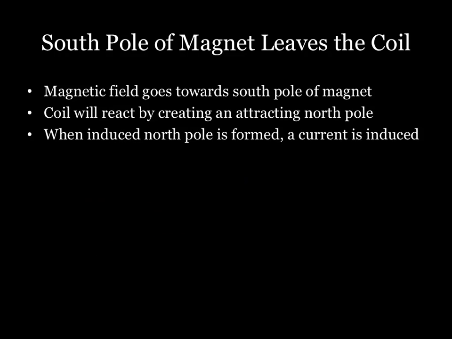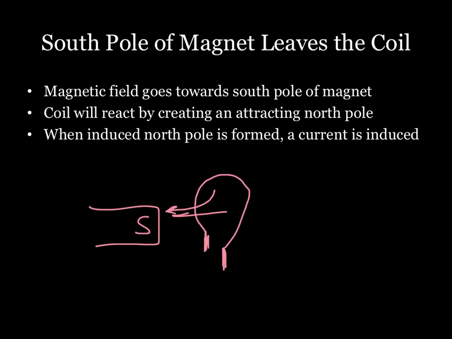Our last major situation is if a south pole of a magnet actually leaves the coil of wire. So here's the front of my coil, here's the back of the coil. And remember that magnetic fields go towards the south pole of a magnet. And remember that in this case we're pulling the magnet out, so the velocity is leaving the coil. Again, the coil of wire just wants to be happy. It started out with this magnet, it now doesn't want the magnet to leave, so it's going to react by trying to attract the field back.